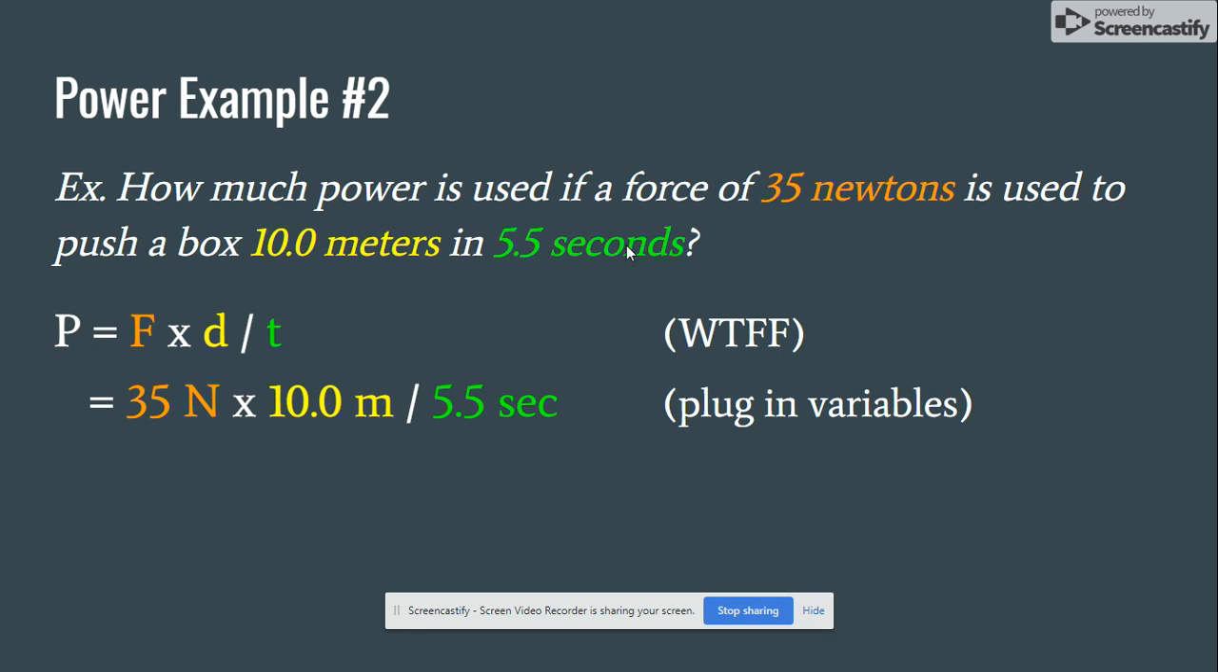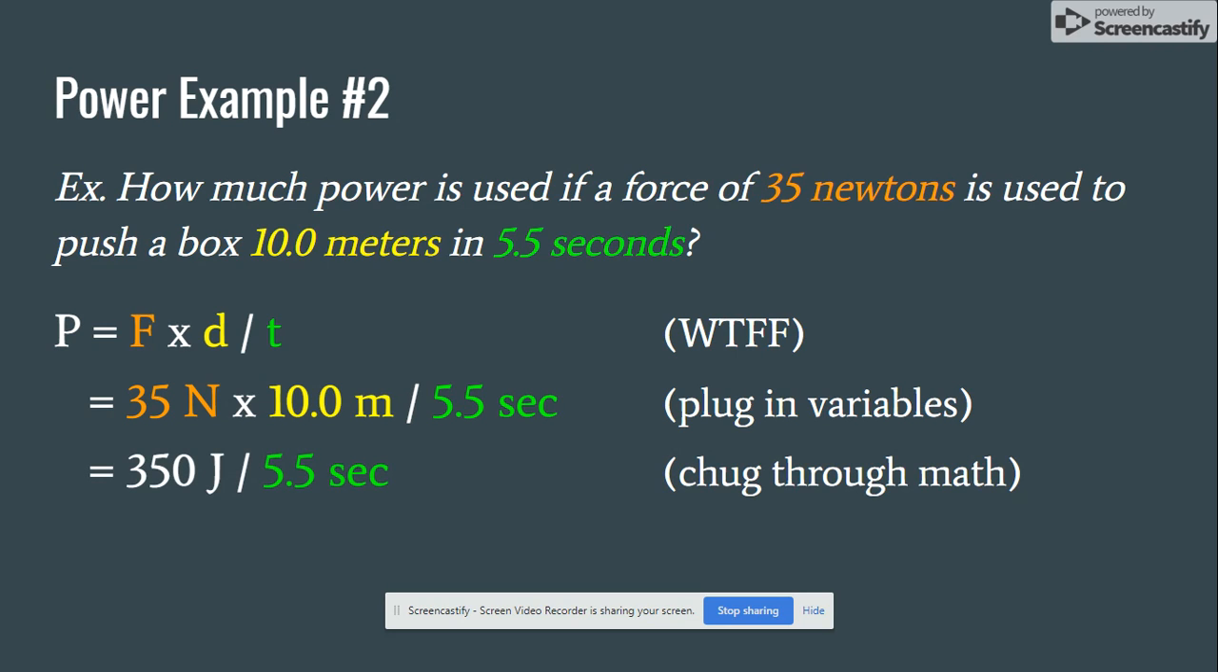Your time you should recognize, because that is in seconds. Power is force times distance divided by time. So you wrote the formula first. You plugged in the variables. You could break it down a little bit more if you wanted to.